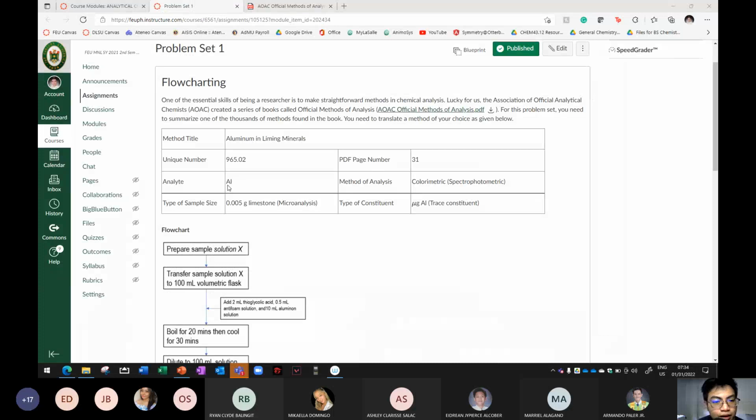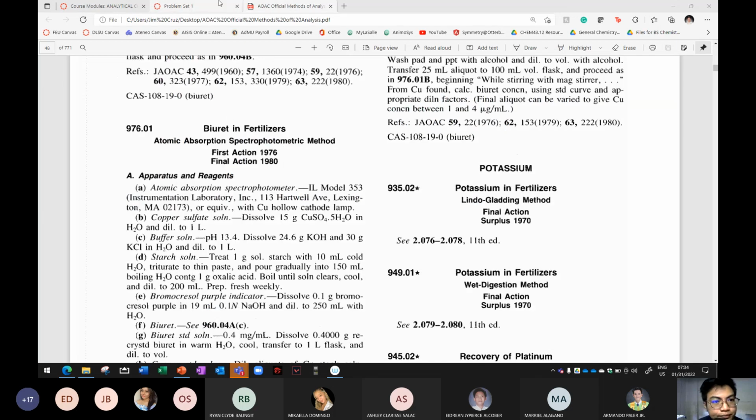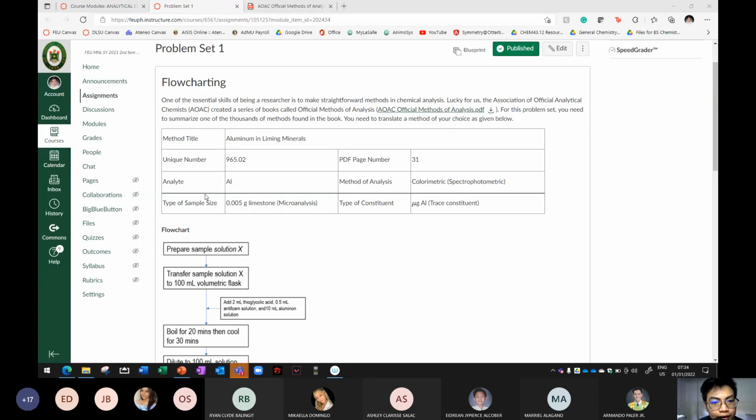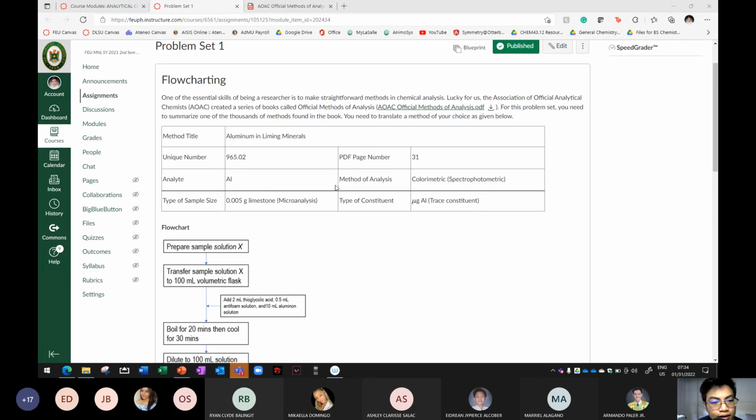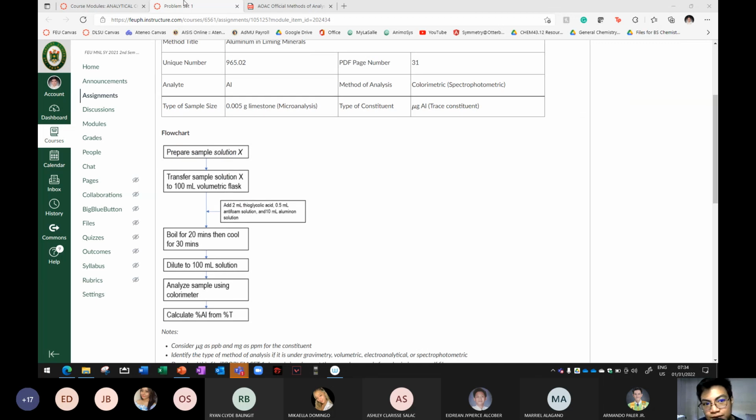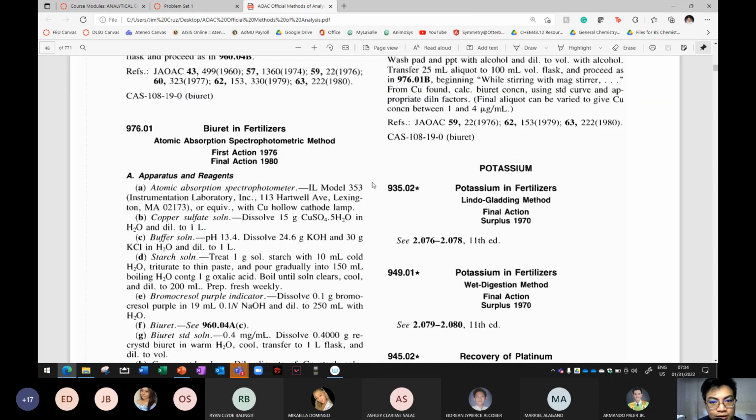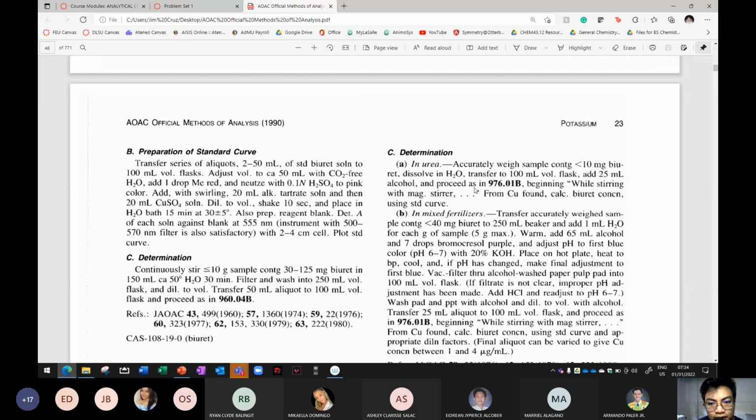Page number, what's your analyte? Again, analyte is the substance being sought. Okay, ito yung hinahanap. Method of analysis, basically naka-indicate yan sa baba. Okay? And then, the type of sample size and the type of constituent. Yun. And then for the method, you just summarize whatever is written here, no? Especially sa determination part. Okay?